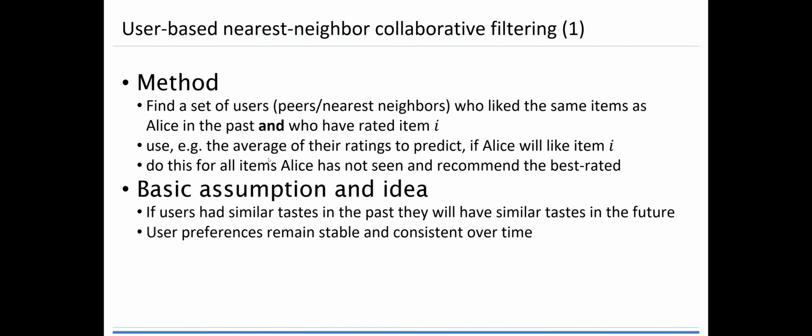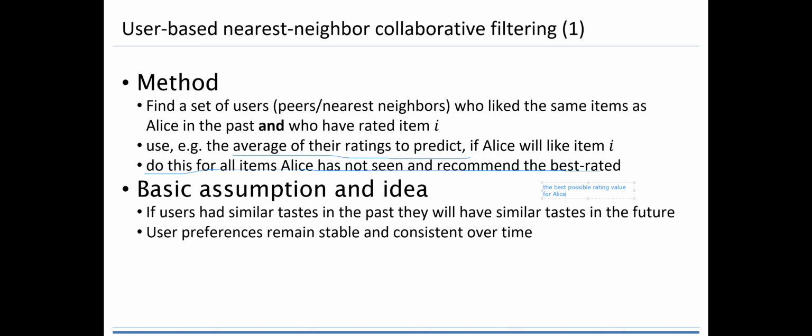So use, for example, the average of their ratings to predict if Alice will like item I. If I know the numbers, then I can know the average of their ratings. And you can do this for all items Alice has not seen and recommend the best rated. So I can recommend the best possible rating value for Alice.